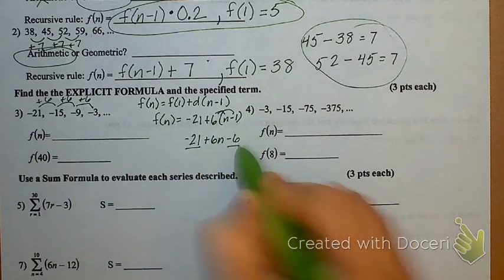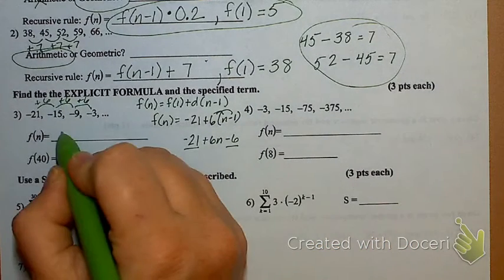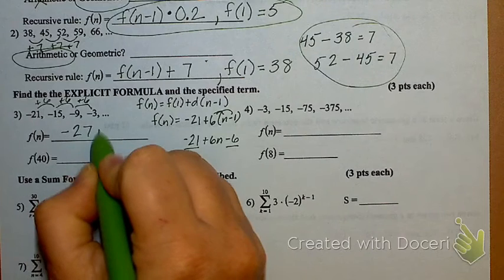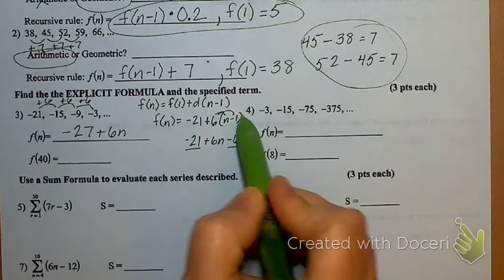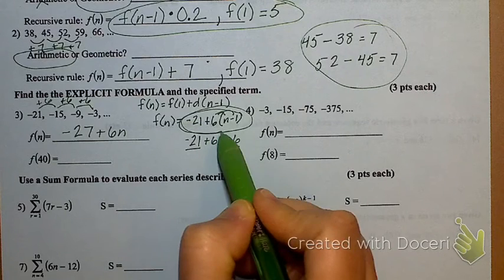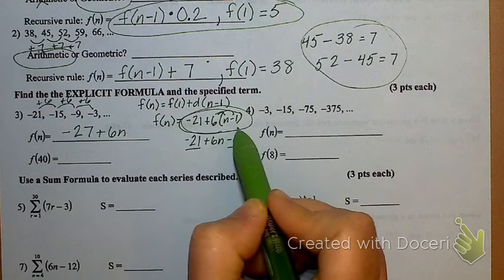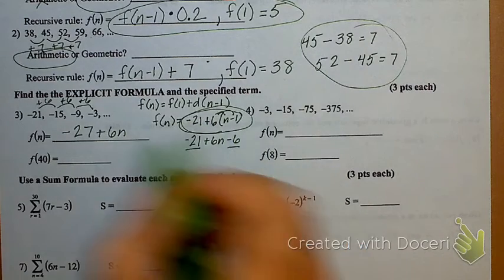Negative 21 and negative 6 gives you what? Negative 27. Plus 6n. That's the equation I'm looking for. Does it matter if the 6n is in front of the 27? No, you could put 6n minus 27. That's perfectly accurate also. I will mark down for this, however. Make sense? Yeah. Now, how do I find f of 40?